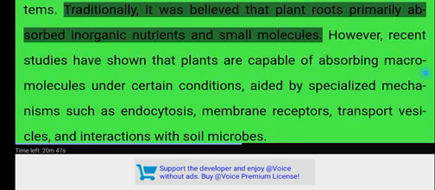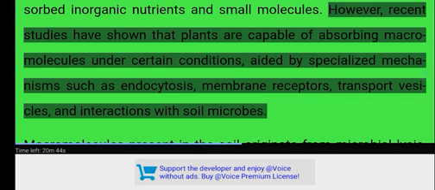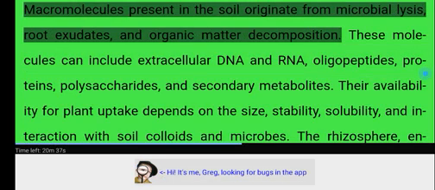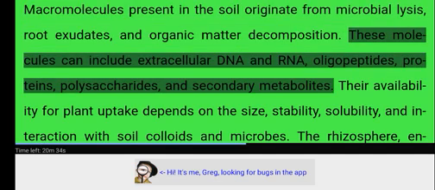Traditionally, it was believed that plant roots primarily absorbed inorganic nutrients or small molecules. However, recent studies have shown that plants are capable of absorbing macromolecules under certain conditions, aided by specialized mechanisms such as endocytosis, membrane receptors, transport vesicles, and interactions with soil microbes. Macromolecules present in the soil originate from microbial lysis, root exudates, and organic matter decomposition. These molecules can include extracellular DNA and RNA, oligopeptides, proteins, polysaccharides, and secondary metabolites.